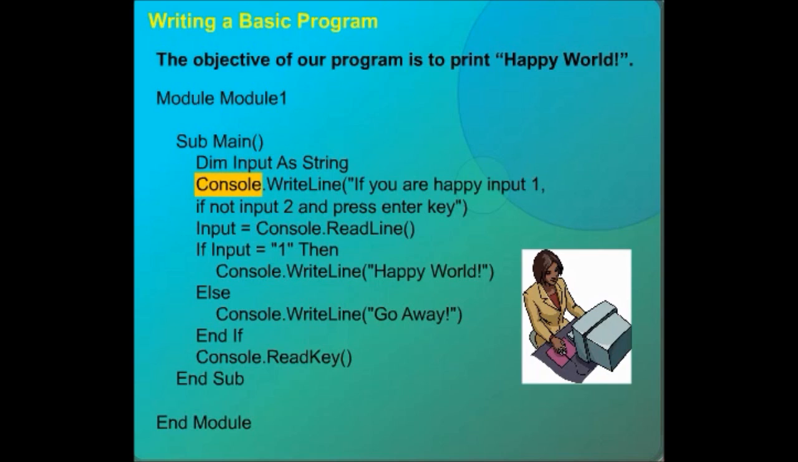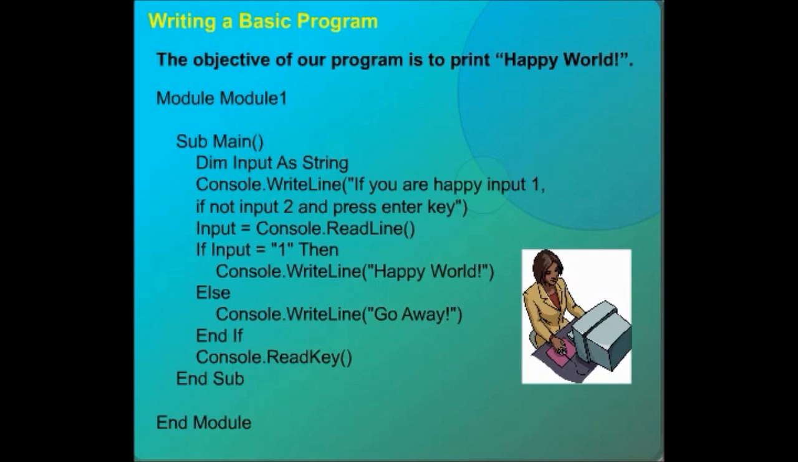The keyword Console shows the computer where the output should be printed. In this case, it is a console. The WriteLine with braces or parentheses is a method which tells the computer that the text between the parentheses should be printed. This text has to be embedded within double quotes, or the computer will not recognize it.